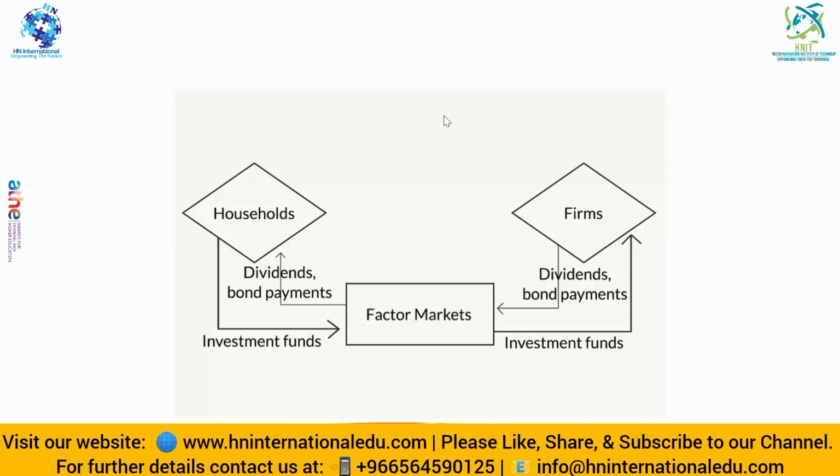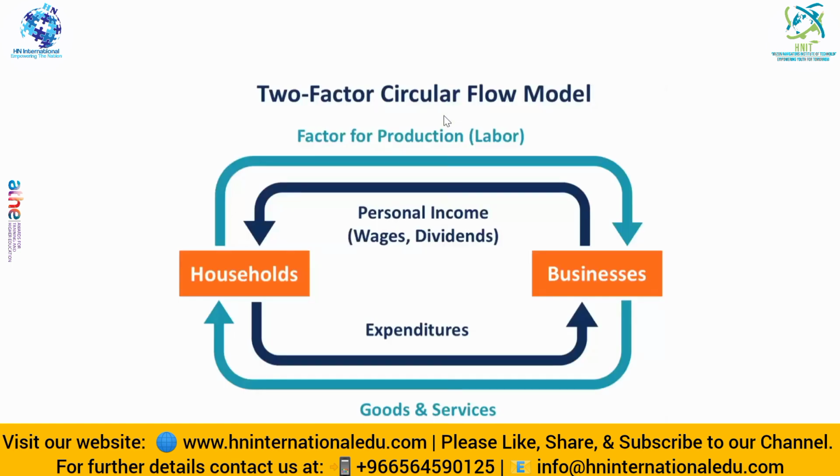Now, what happens to the firm? They give them to the bank in the form of dividends, bond repayments, because they have taken the loans. That is how the whole circle is moving on. From household to firm, firm to government, government to foreign, foreign to financial sector. Again, another diagram in which we have factor of production as labor.